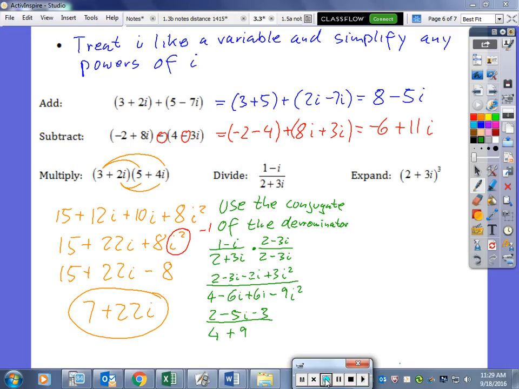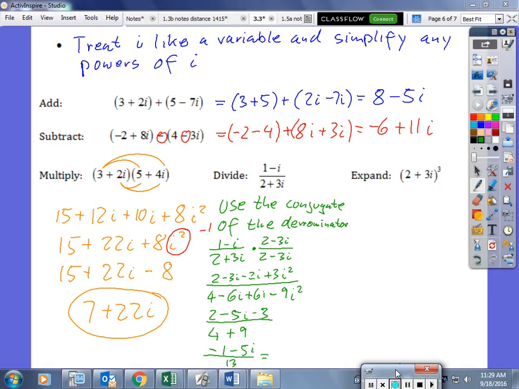We continue to simplify, getting negative 1 minus 5i divided by 13. And since it's nicer to have the real number and the imaginary number part separated, we write negative 1/13 minus 5/13 i.